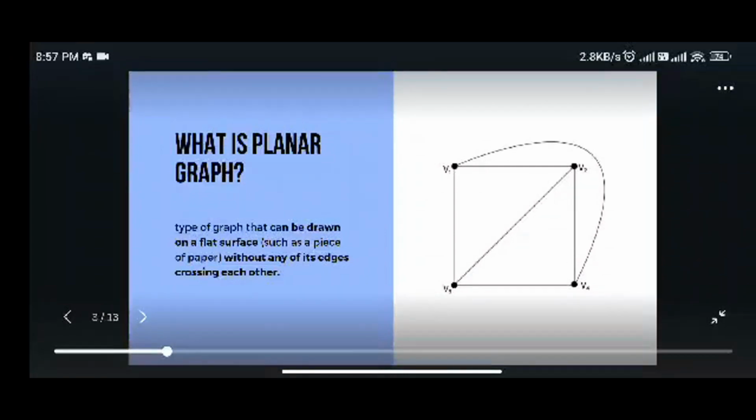So, a planar graph is a type of graph that can be drawn on a flat surface without any of its edges crossing each other. It means whenever we draw a graph, there are no edges that will intersect except at the vertices only. So the figure on the right side is an example of a planar graph.